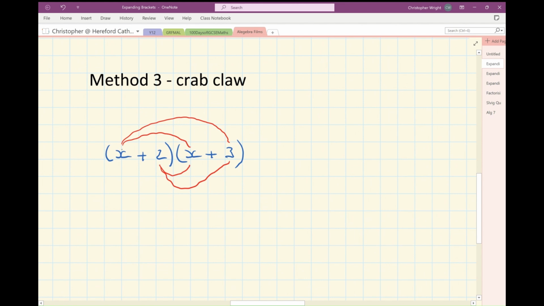Right, so where shall I start? I'll start with the x. So x times the x is going to give me x squared. X times the 3 is 3x. 2 times the x is 2x, and 2 times 3 is 6. So altogether there, I've got x squared plus 5x plus 6. So you might like the crab claw.